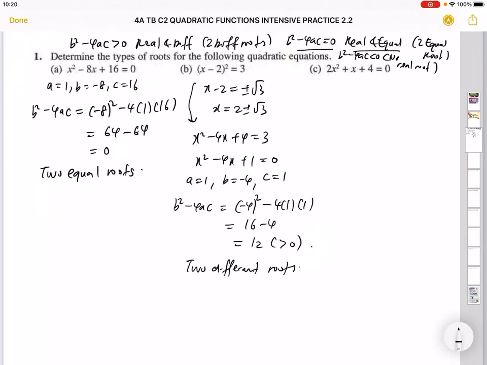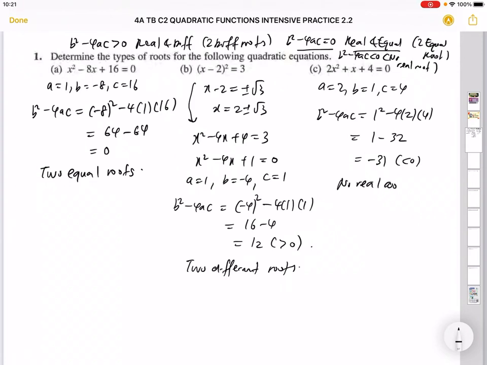And for the third one, my a is 2, b is 1, c is 4. So when you do b squared minus 4ac, my b is 1, I square it, a is 2, c is 4, so it's 1 minus 32, since 4 times 2 is 8, 8 times 4 is 32. 1 minus 32 is -31, this is less than 0, so we can say that the equation has no real roots. Alright, that is question number 1.